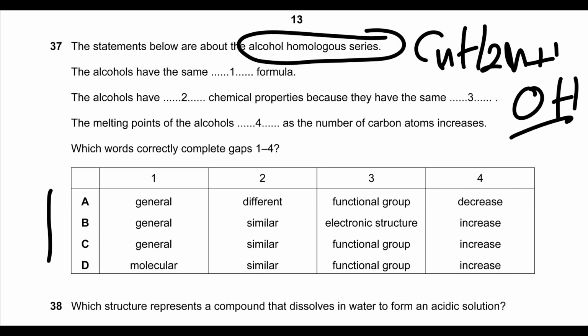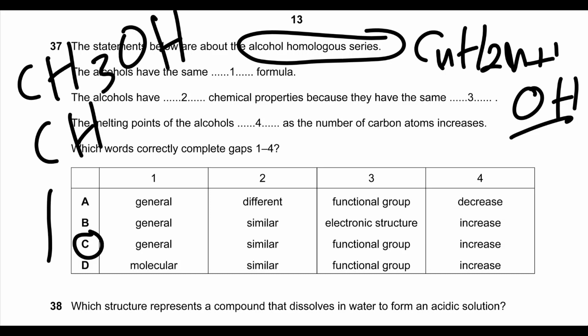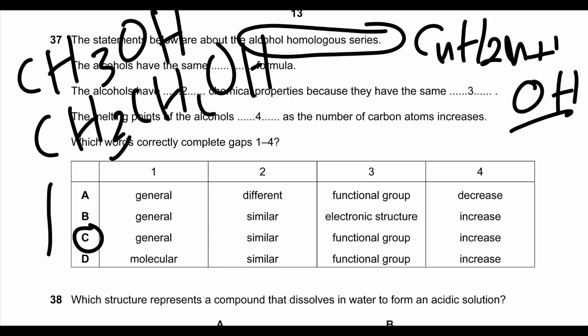So C. And let's make sure about the melting points of alcohols increase. Yes. Why does ethanol have a boiling point or melting point higher than methanol? Because the number of carbon atoms increases. So the best answer is C.